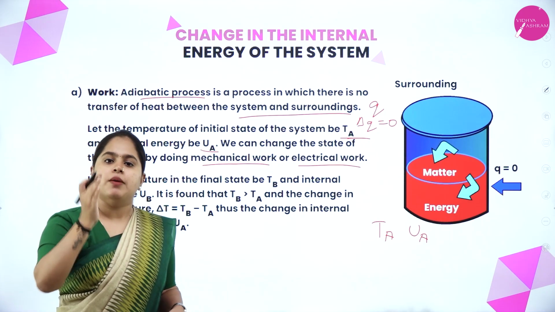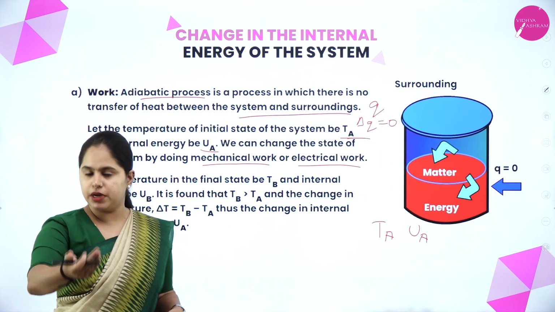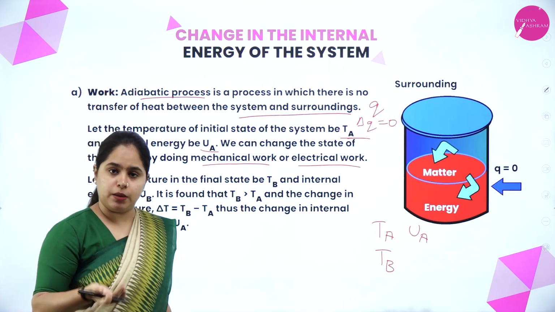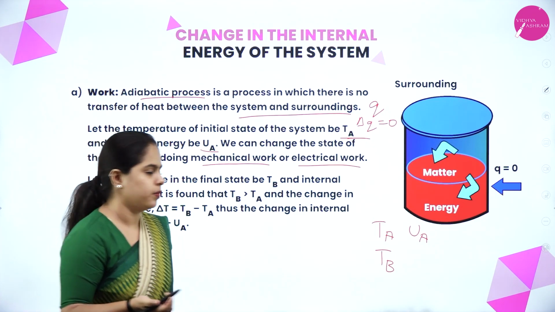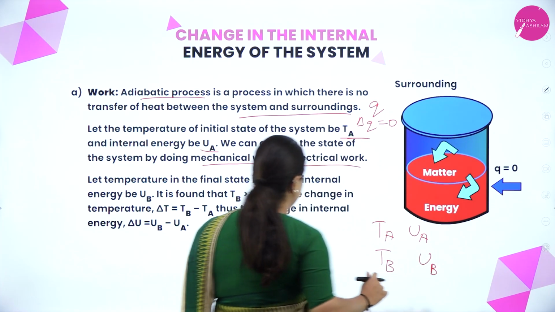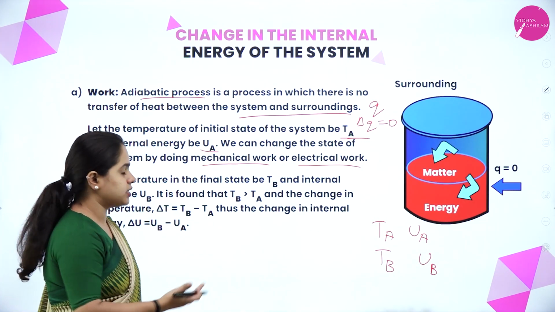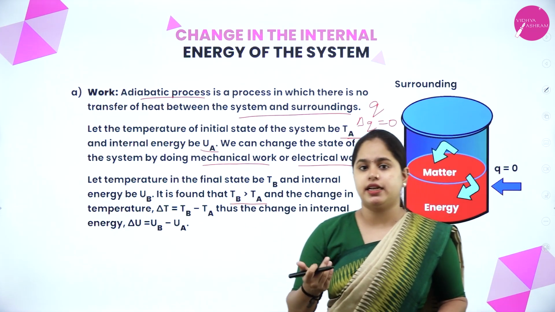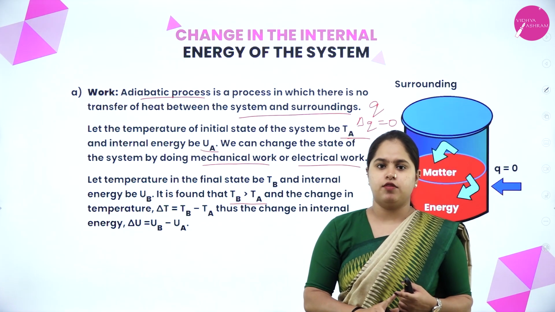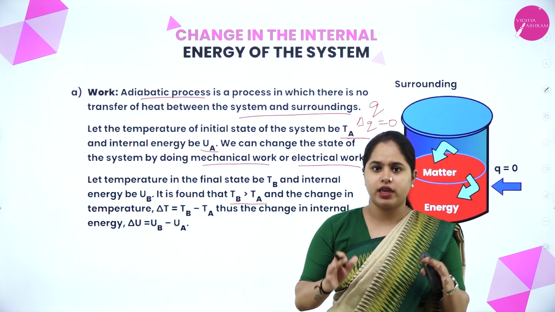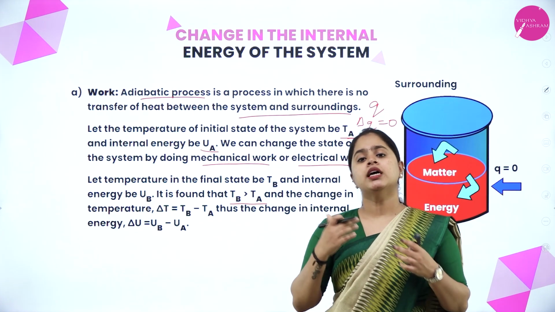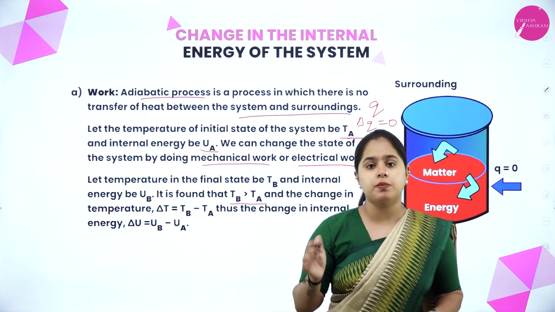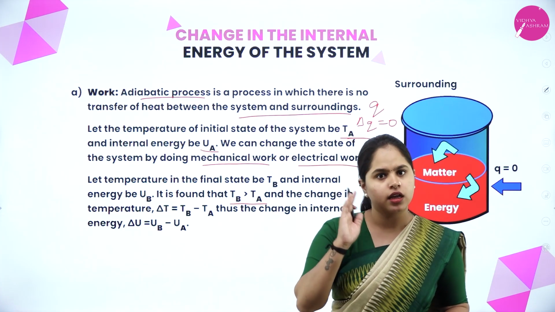Once the work is done on the system, the temperature changes. Let's consider it changes to TB. If the temperature changes, the internal energy also changes, let's say to UB. So this is the setup. It is found that TB will always be greater than TA, even if you are doing mechanical work or electrical work. It doesn't depend upon what type of work you are doing. The final temperature is always greater than the initial temperature.